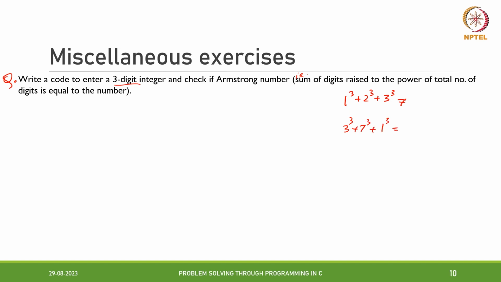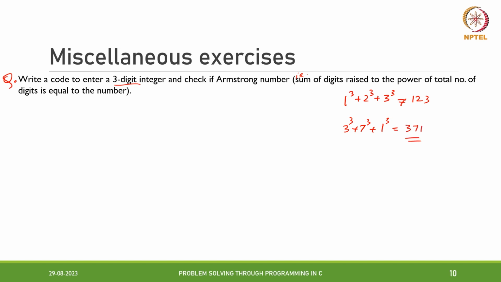You can try it yourself and check. 27 plus, so this is 27, and how much is this? 27 plus 343 plus 1. Yeah, so 370 plus 1 is 371. So 371 is an Armstrong number.